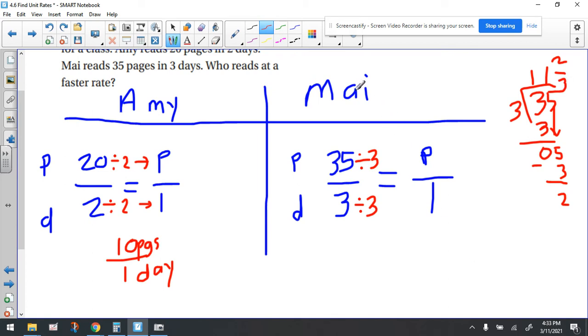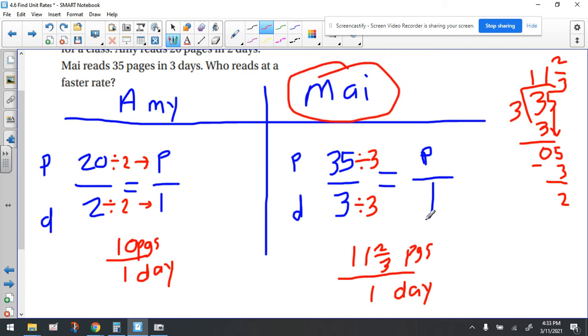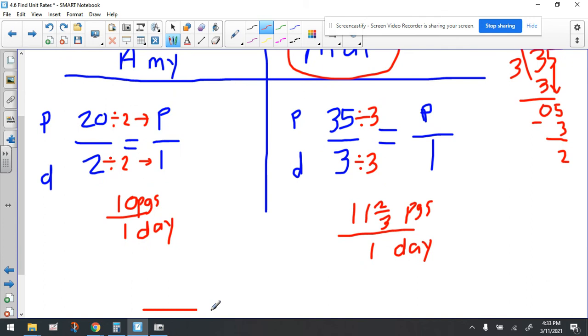All right, so what's May's rate? Her rate is she can read 11 2/3 pages per 1 day. All right, so when we say who reads at a faster rate, you have to ask yourself what would be true about the numerator. If they're reading at a faster rate, wouldn't they be reading more pages if they're reading faster? So doesn't that mean May is going to be our winner here for who reads at a faster rate? So if there's an answer space and you got to put somebody's name on it, we're going to put May.